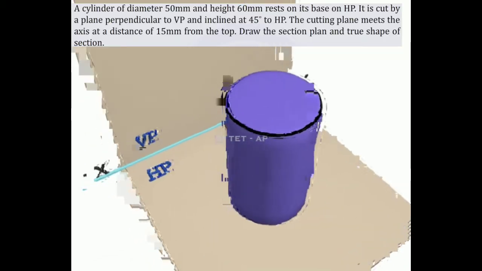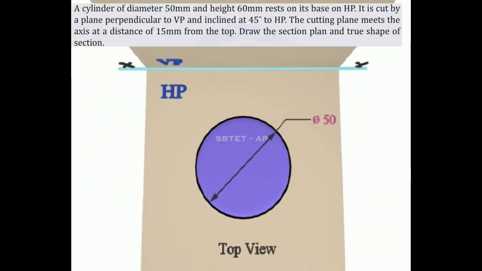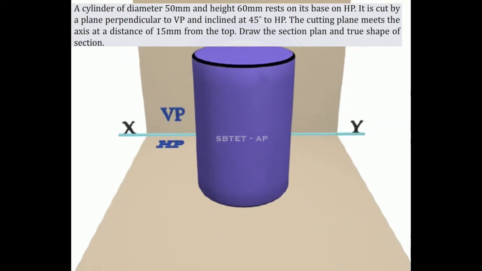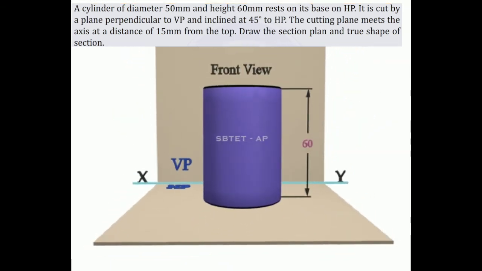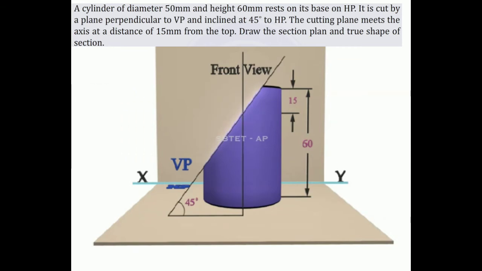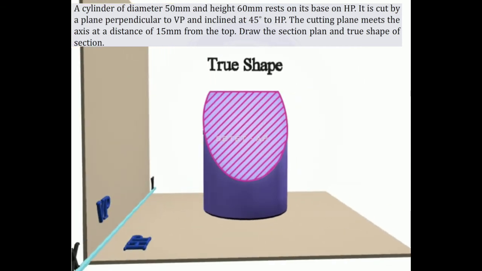In this problem, a cylinder of base diameter 50 mm and axis height 60 mm is resting on the ground on its base. It is cut by a section plane which is perpendicular to VP, inclined at 45 degrees to the HP and meeting the axis at a distance of 15 mm from the top. We need to draw the sectional plan and true shape of the section.